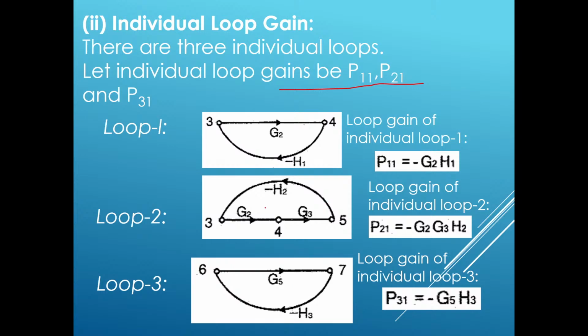Total 3 loops, isn't it? So P11, P21 and P31. Draw loop 1 and write down the P11 value. Just simply multiply the gain values: P11 is minus G2 into H1. Draw loop 2 and write down the gain values: P21 is equal to minus G2, G3, H2. Draw loop 3 and P31 is equal to minus G5, H3.